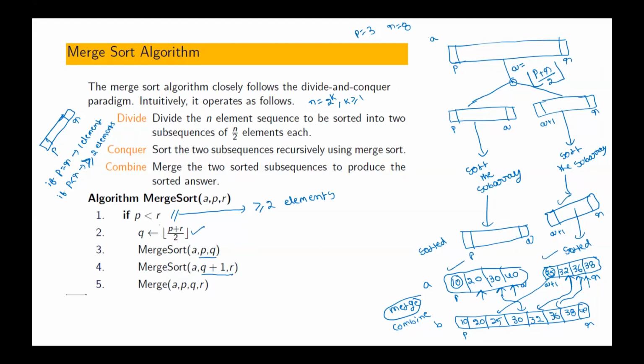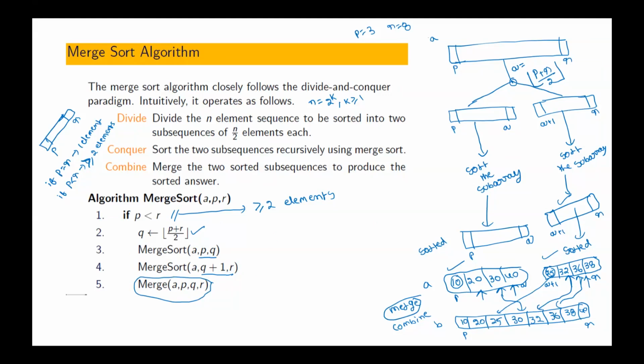What is it that we need to do? We need to merge these two. This procedure we invoke. Is that okay? Now you tell me, in this algorithm, what is the divide step?